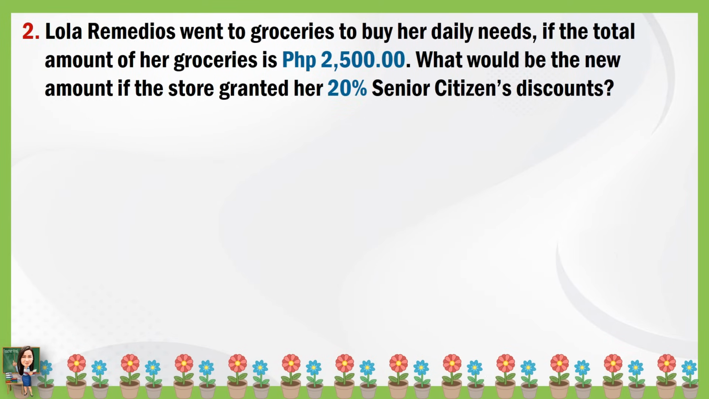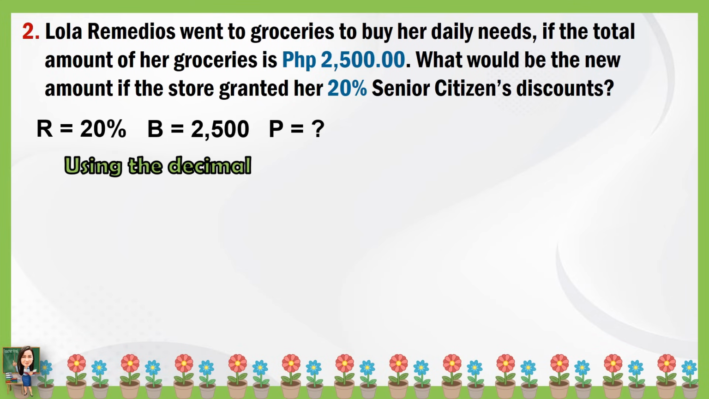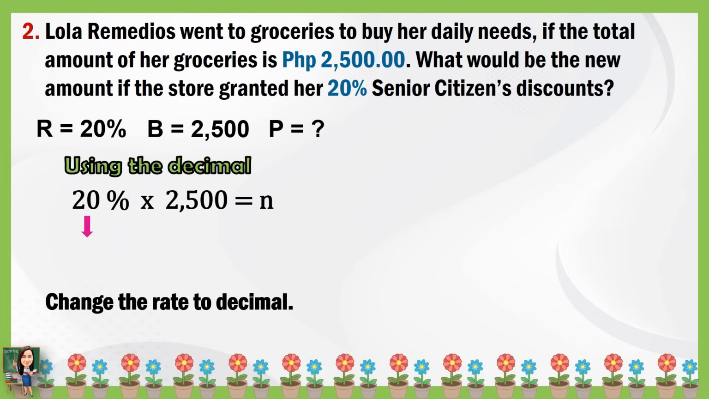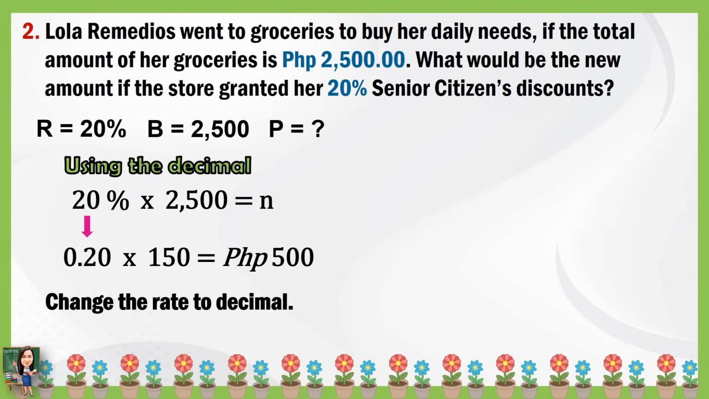Number 2. Lola Remedios went to the grocery to buy her daily needs. If the total amount of her groceries is 2,500 pesos, what would be the new amount if the store granted her a 20% senior citizen discount? The rate is 20%, the base is 2,500, and we will find the percentage. Using the decimal, 20% times 2,500 equals n. Change the rate to decimal. 20 hundredths times 2,500 equals 500 pesos.